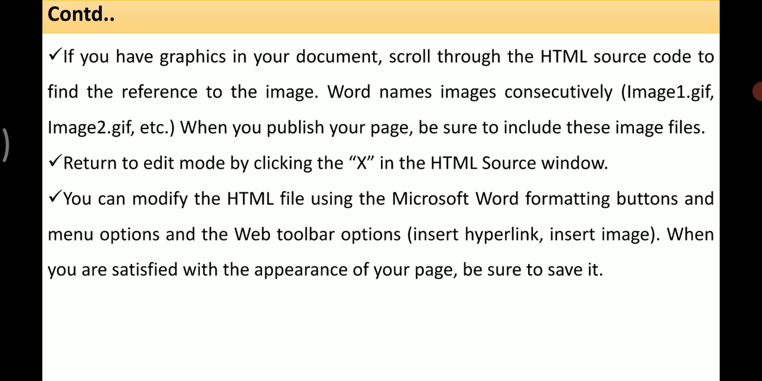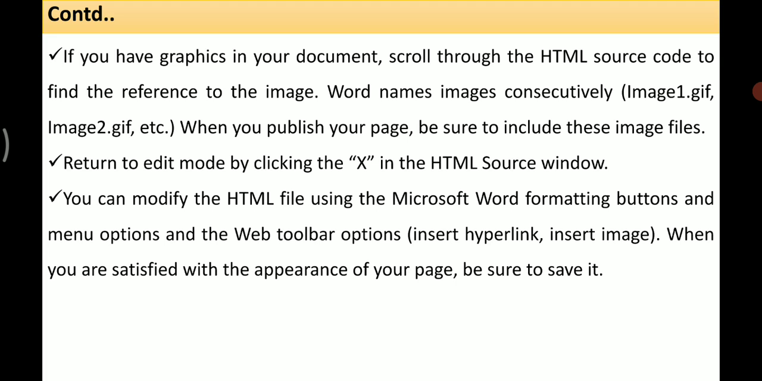If you have graphics in your document, you're going to scroll through the HTML source code to find the reference to the image. You'll have a reference to the image if you have any graphics in the document. Word names images consecutively, like image1.gif, then image2.gif, etc. When you publish your page, you have to make sure that it includes all these image files.